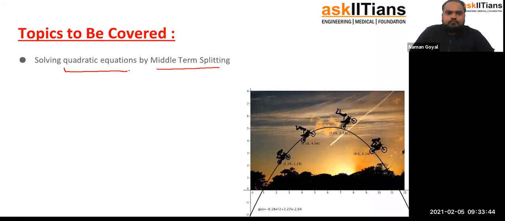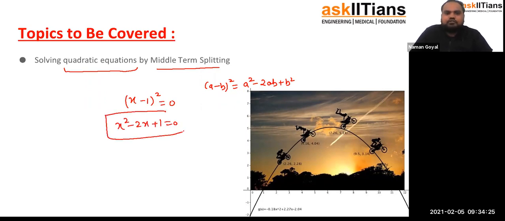There are some methods to solve a quadratic equation. What is the meaning of solving a quadratic equation? We want to find the value of the variable which satisfies that equation. For example, if there is a quadratic equation (x minus 1) whole square is equal to 0, we can open it using the identity (a minus b) whole square, which is a square minus 2ab plus b square. So we get x square minus 2x plus 1 is equal to 0. Now this is a quadratic equation, and we want to find the value of x that will satisfy it. Solving a quadratic equation means finding the value of that variable.